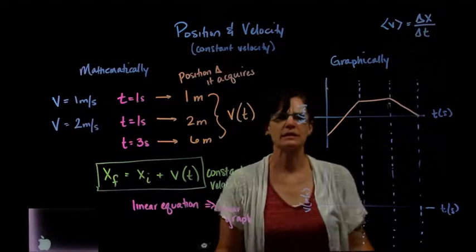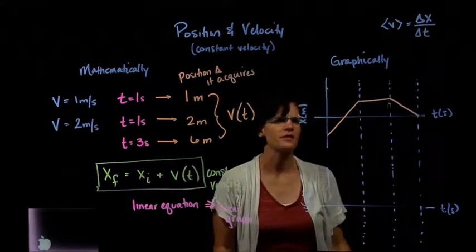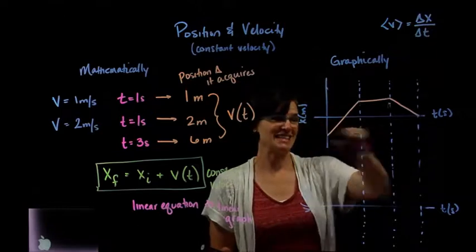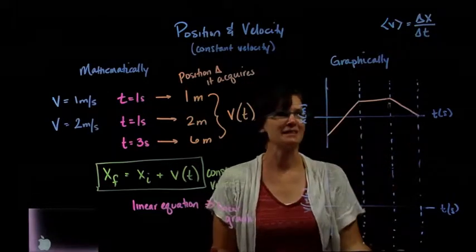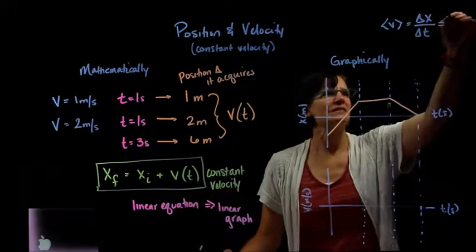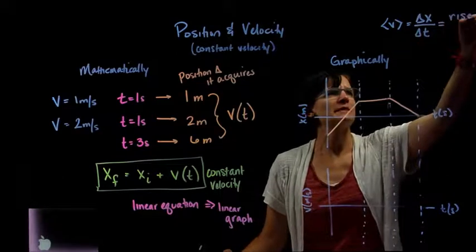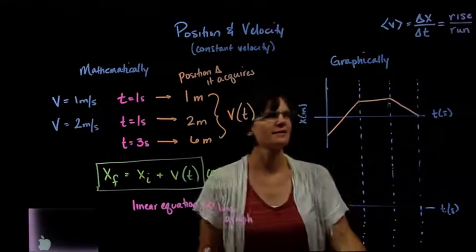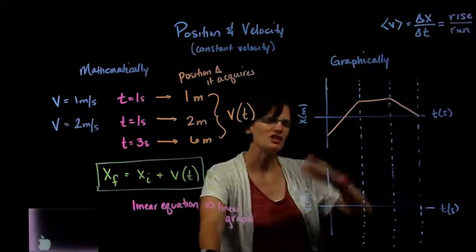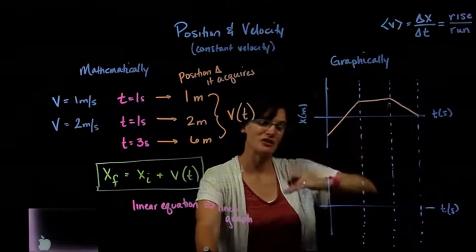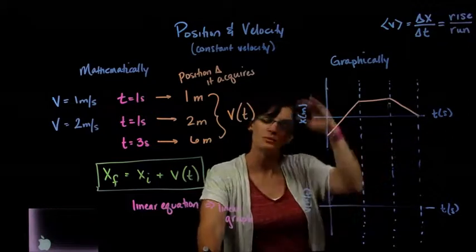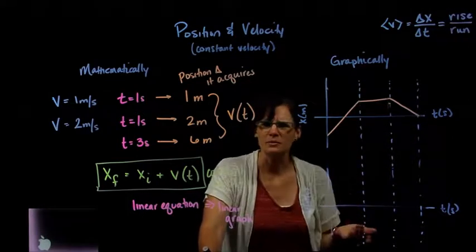Delta x over delta t, that looks awful familiar. If x is on the vertical axis and t is on the horizontal axis, that looks awful similar to our relationship in math class that was rise over run. The change in this dimension on a graph over the change in this dimension on the graph, that's the rise over the run. Well, that goes by another name.